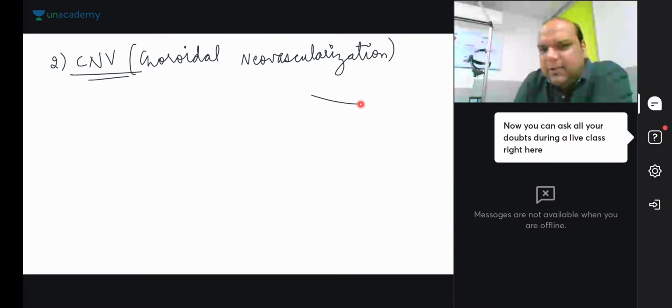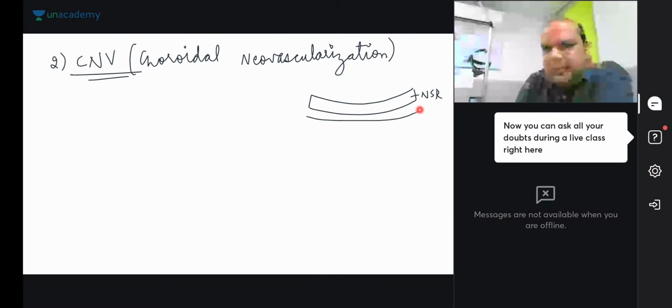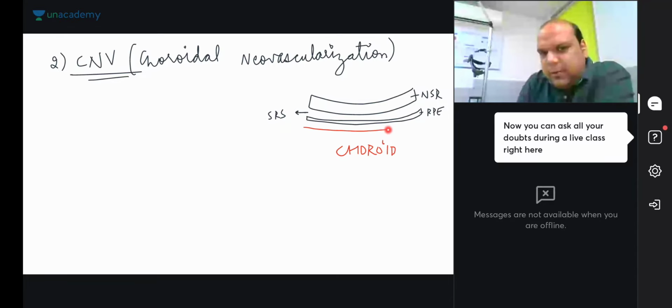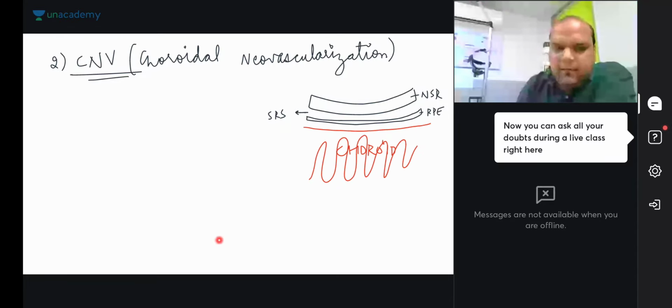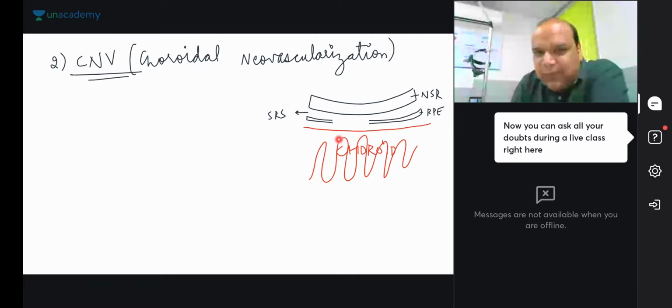Explaining this, I have again the simple diagram that I've been drawing. This is your neurosensory retina. This is your retinal pigment epithelium. This is your subretinal space, and then this is your choroid with your Brooks membrane, and then all these blood vessels. Okay, everybody. What has occurred now, everybody? The drusens have already destroyed your retinal pigment epithelium. They have caused geographic atrophy. Similarly, the drusens will also destroy your Brooks membrane. I hope you understand this.